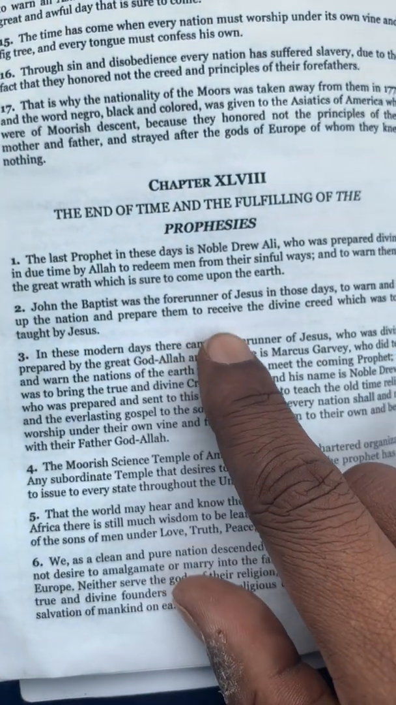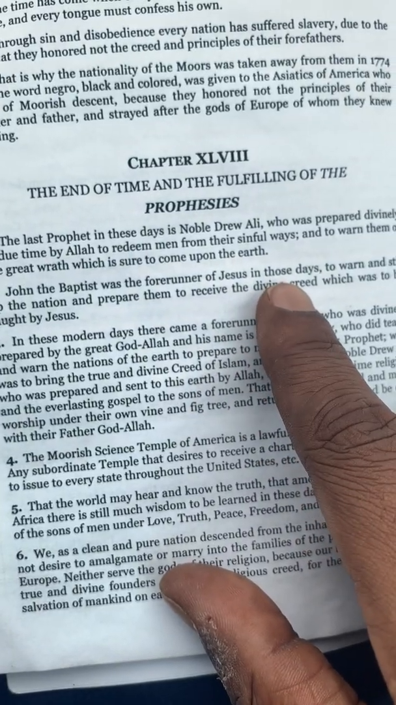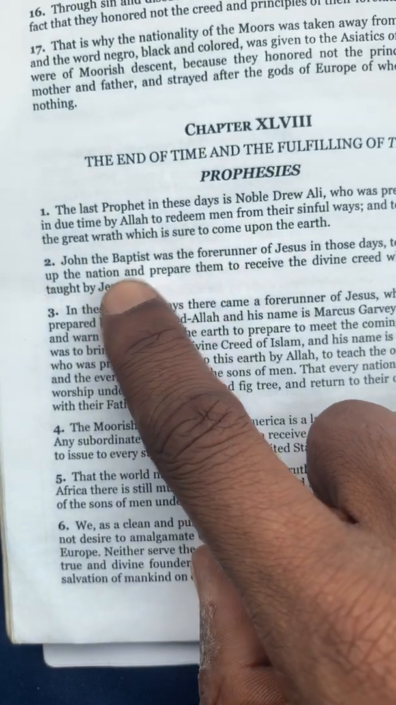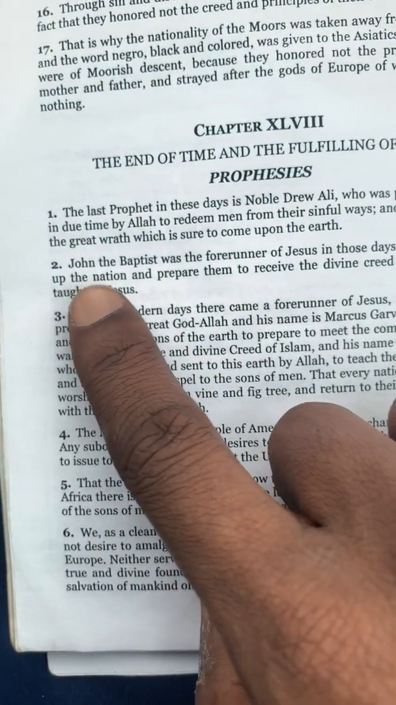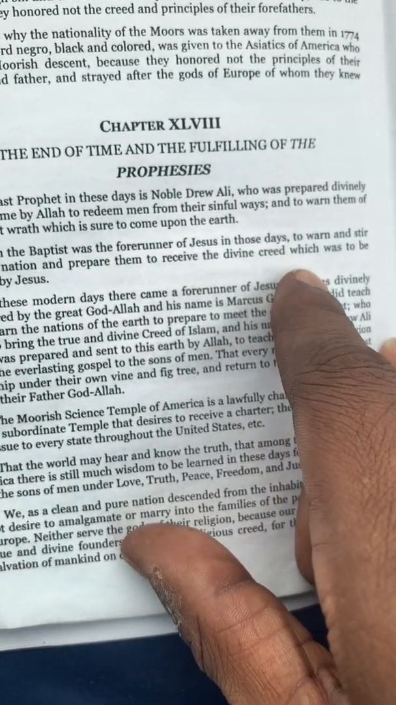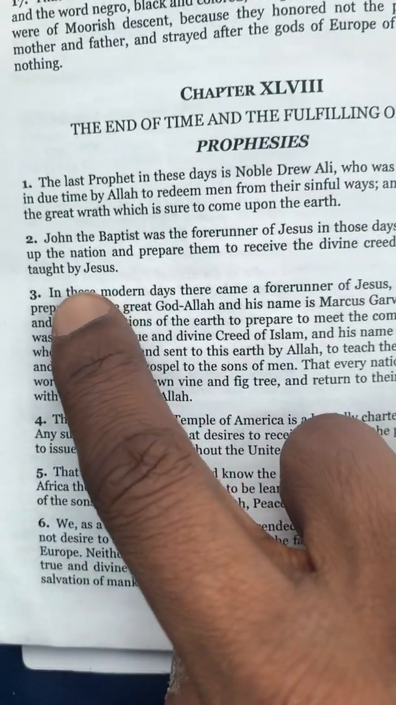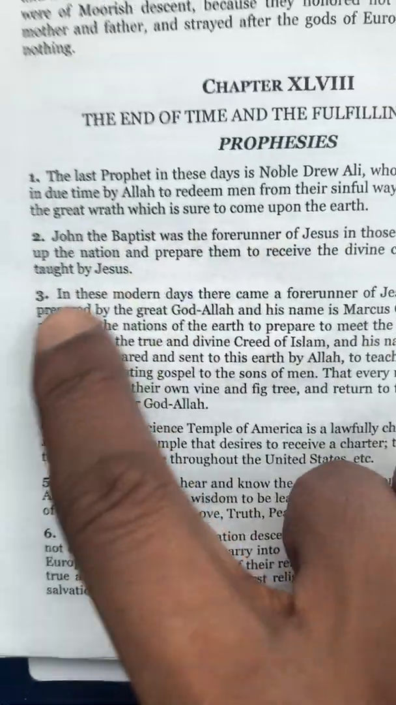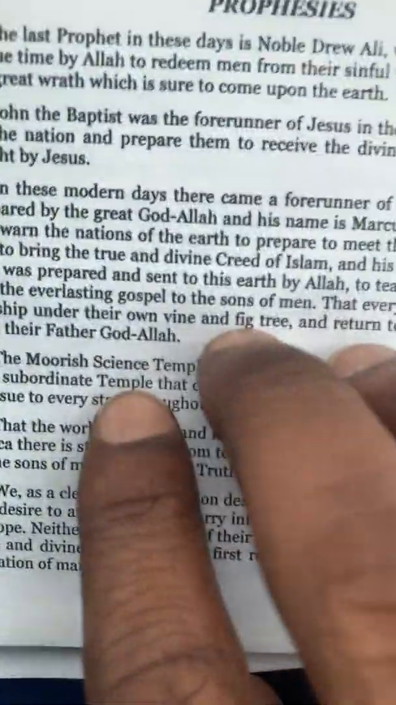John the Baptist was the forerunner of Jesus in those days to warn and stir up the nation, and prepare them to receive the divine creed, which was to be taught by Jesus. So John the Baptist prepared the people as the forerunner of Jesus for Jesus to come. Now watch how this works.